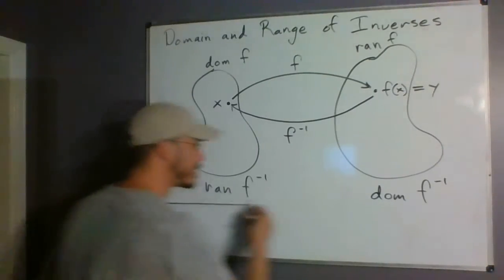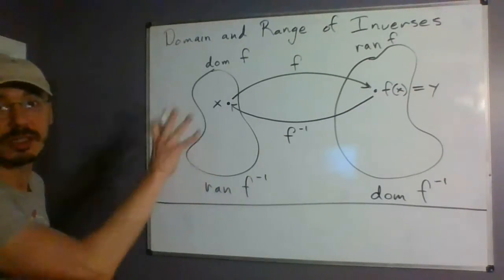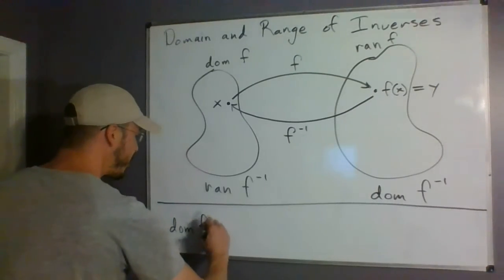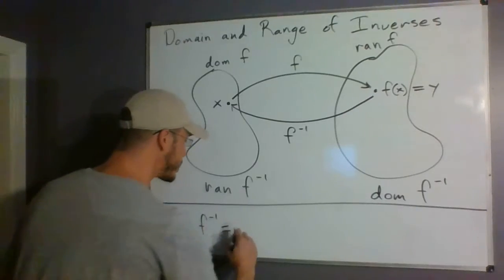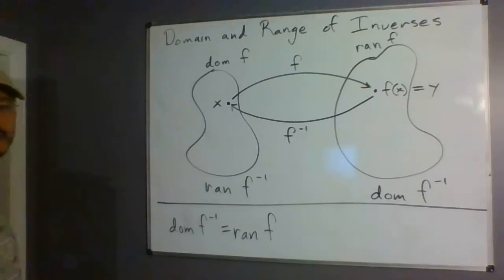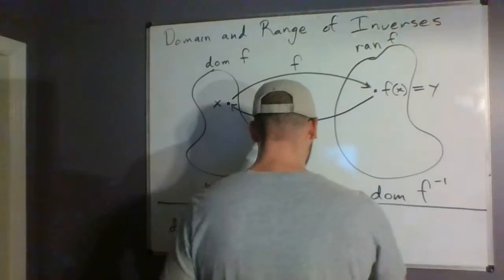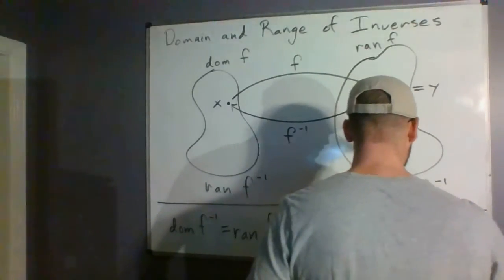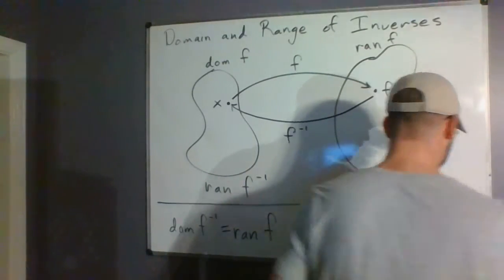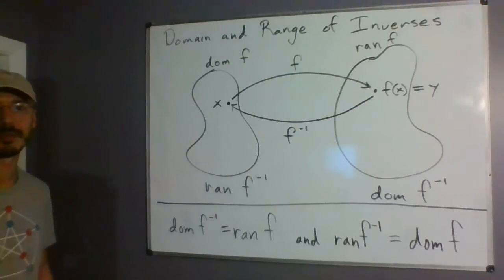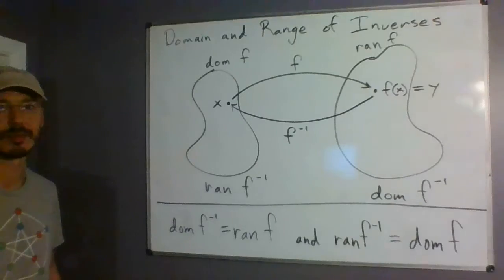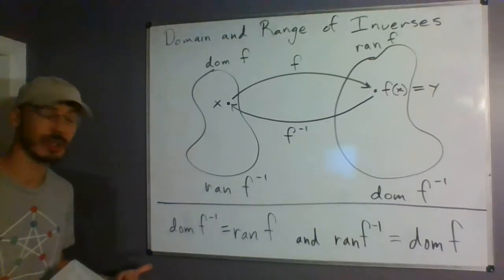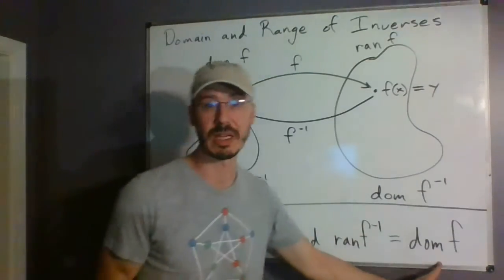In summary, I'm going to write this whole relationship and picture idea in symbols. The domain of f inverse, the domain of the inverse function, is equal to the range of the original function. And the range of the inverse function is equal to the domain of the original function. So if you're asked to identify the domain and range of an inverse function, you can do that with the range and domain of the original function.